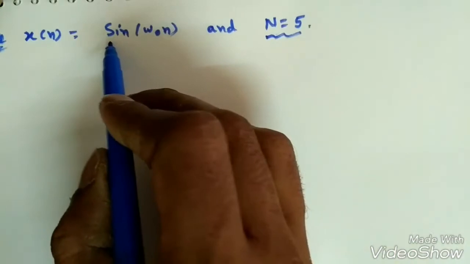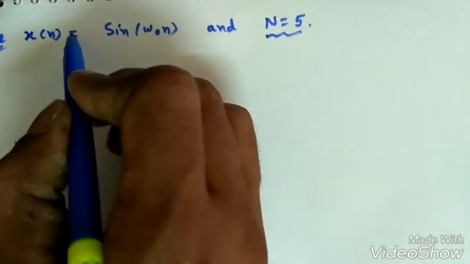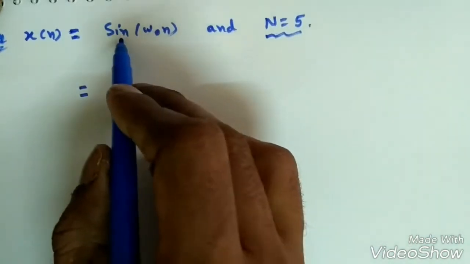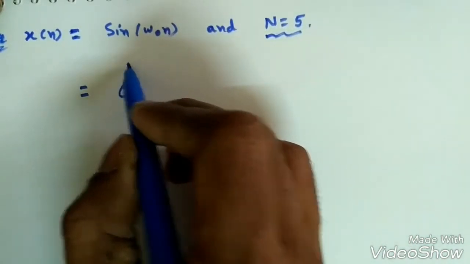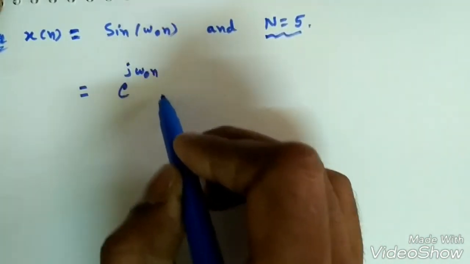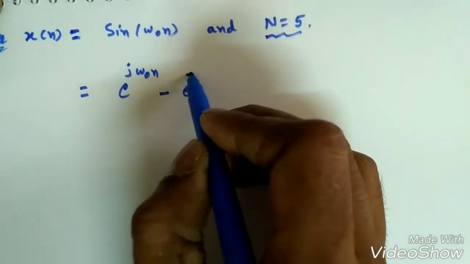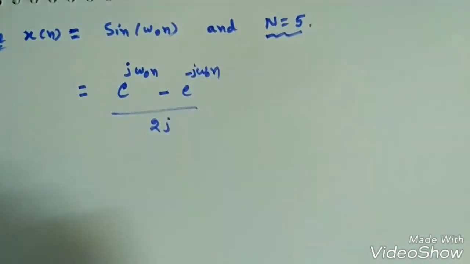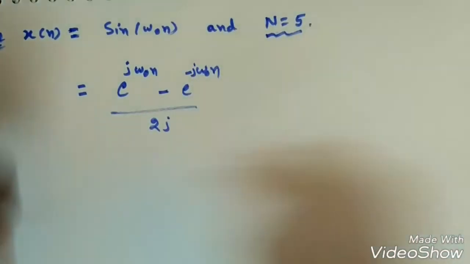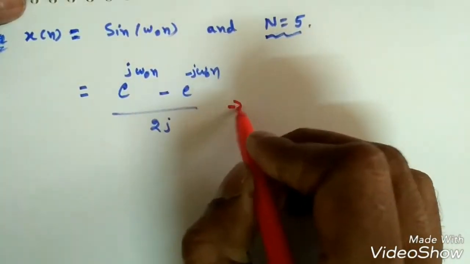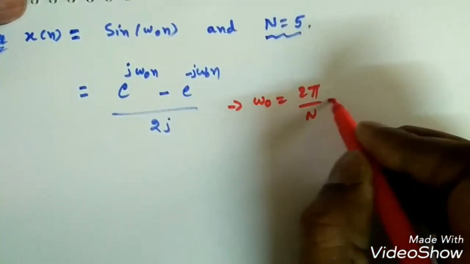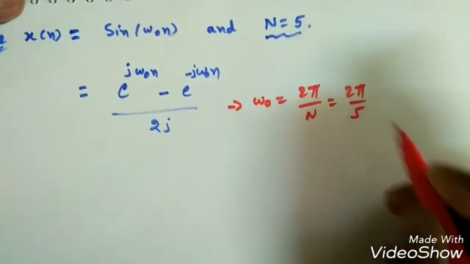Now it's very simple. If the sin is there, cos is there, we can easily expand in terms of the exponential. So it will become e power j theta, that is, e power j omega naught n minus e power minus j omega naught n by 2j. Right? But what is omega naught here? Omega naught is equal to 2 pi by N. So what is 2 pi by N? 2 pi by 5. Right?